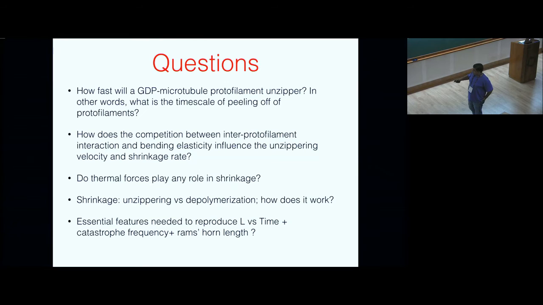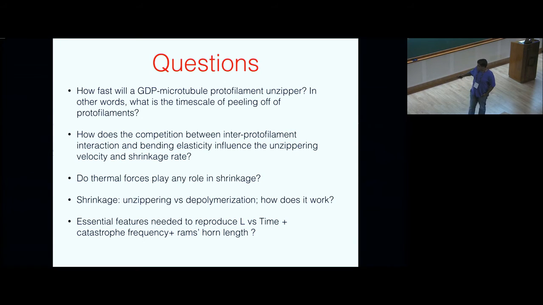Or do entropy or thermal forces play any role? And if you think of shrinkage, a filament can shrink in 2 ways. They can unzipper, and that would destabilize the filament and you would not see any filament under a microscope. So a filament can shrink just by unzippering in principle. There is also depolymerization. So how does it work? What is the order? How does it happen? How does this combine? How does this work together?